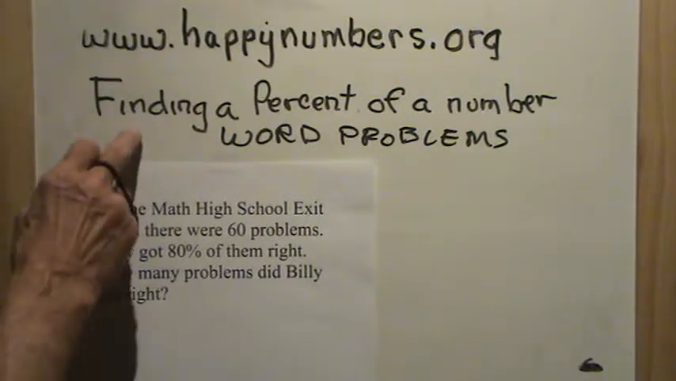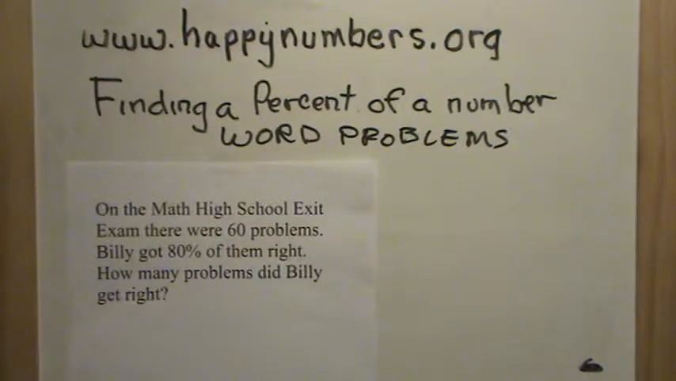In the last lesson, we learned how to find a percent of a number by either changing the percent to a fraction and then multiplying by the number, or changing the percent to a decimal and then multiplying by the number. So we're going to take a look at some real world problems here.